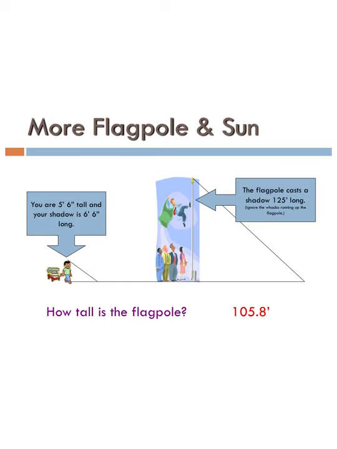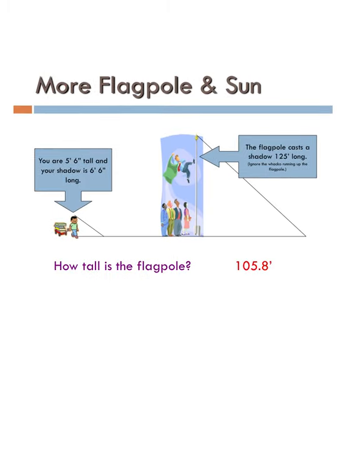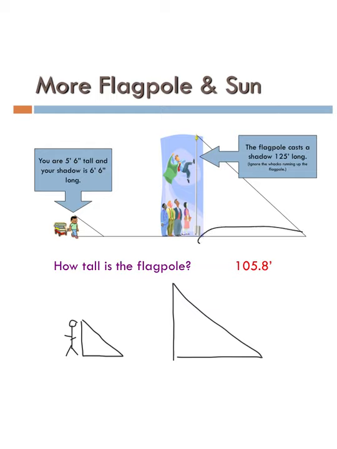All right, so the first thing we're going to do is draw the situation that we have here. We have you and your shadow, so this is you. Then we have the flagpole and its shadow, because we could actually measure these distances. We know how tall we are. We know how long our shadow is. We can go over here, take a measuring tape and measure that shadow.